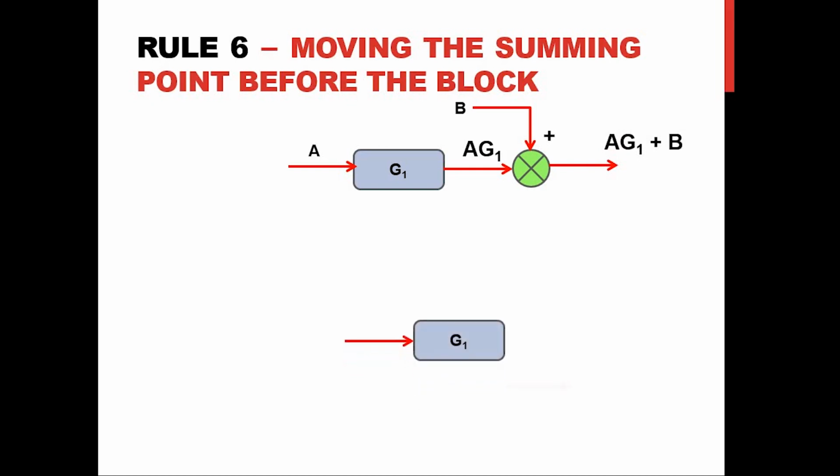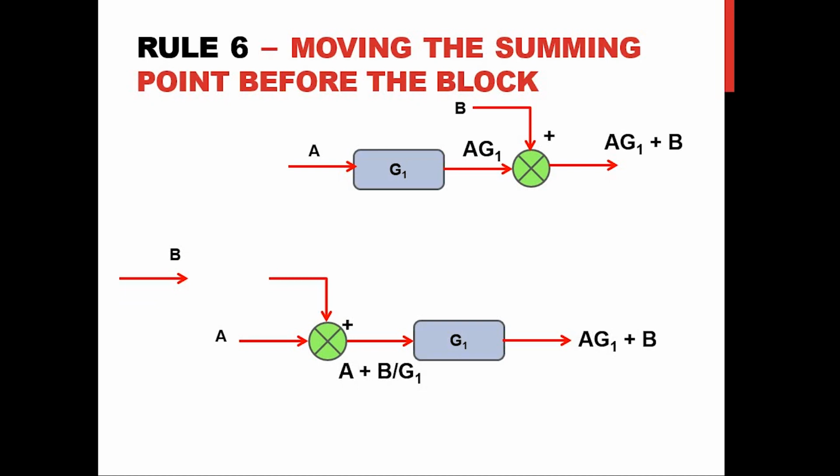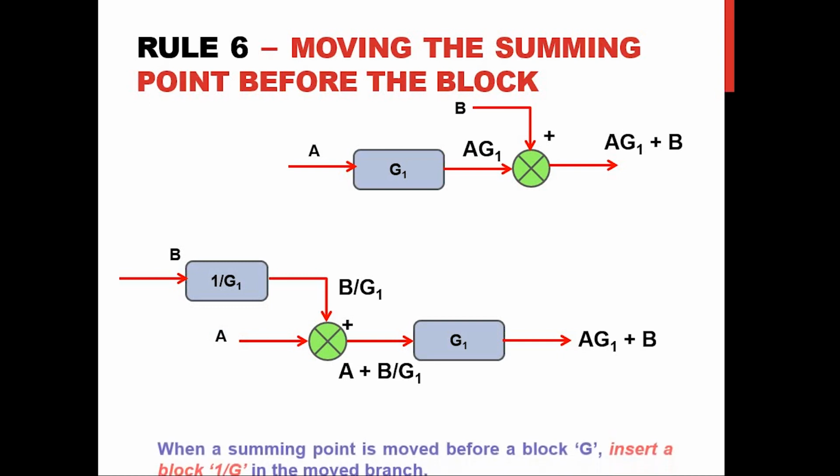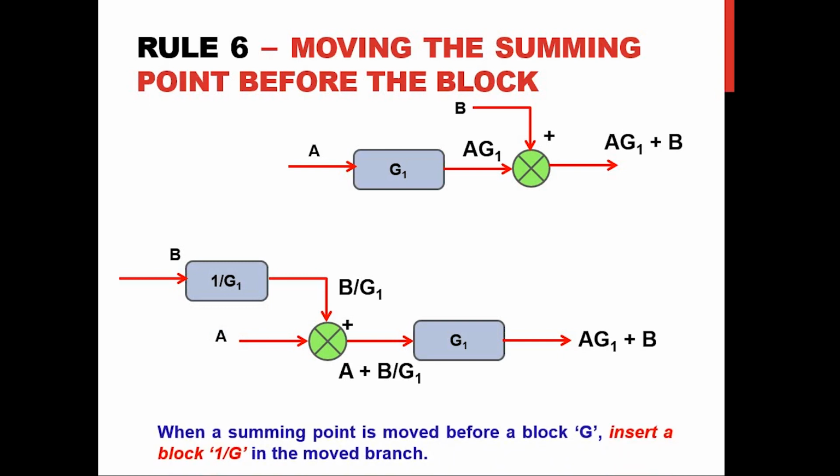Now for the same case, we have a G1, and the summing point is moved before the block. So the inputs given to the summing point are A and B. Now what we need here is AG1 plus B. Now what we have here is (A plus B) by G1. That is what we need here. Then only we will be having the output as AG1 plus B. So A is given here. We want B by G1 on the second branch. So we want B by G1, which means I should add a block named 1 by G1 over here. So when a summing point is moved before a block G, insert a block whose value is equal to 1 by G in the moved branch.